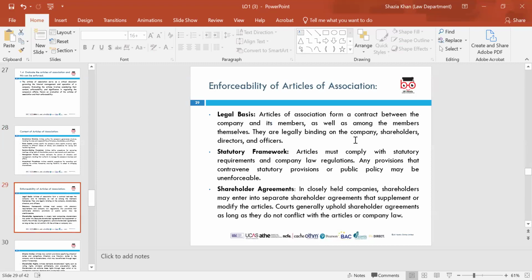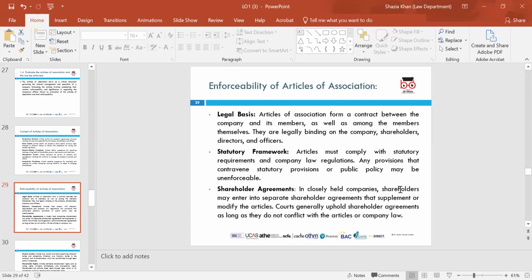So, the enforceability of Articles of Association. The legal basis: Articles of Association form a contract between the company and its members, as well as among the members themselves. They are legally binding on the company's shareholders, directors, and officers. Statutory framework: articles must comply with statutory requirements and company law regulations. And this is really important when it comes to any documents regarding Articles of Association. Any provisions that contravene statutory provisions or public policy may be unenforceable.